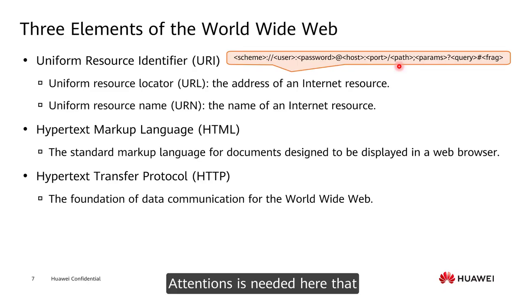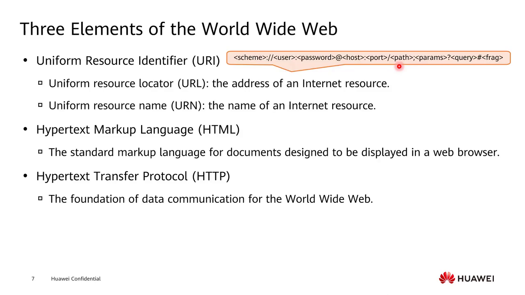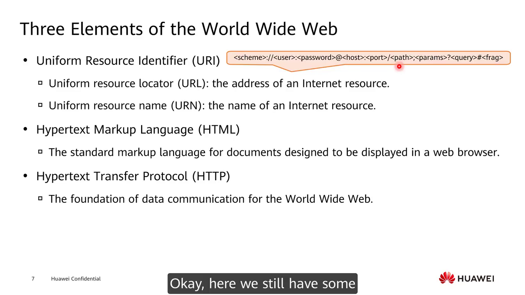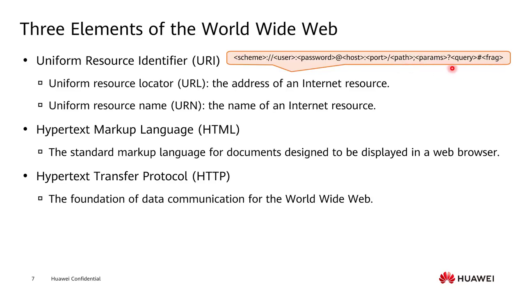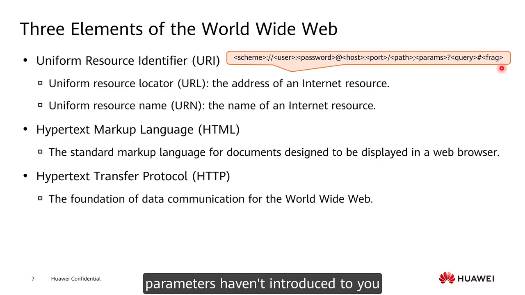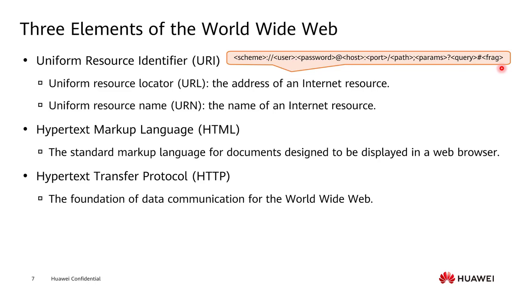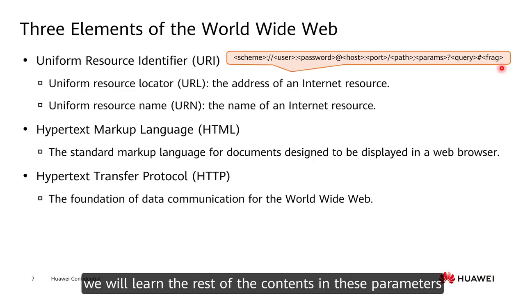Attention is needed here that the path may not be the actual path of the resources in the host, but the path provided by the host agent to find the resources. Okay, here we still have some parameters I haven't introduced to you. When we introduce the cluster resources in chapter 2, we will learn the rest of the content in this parameter.